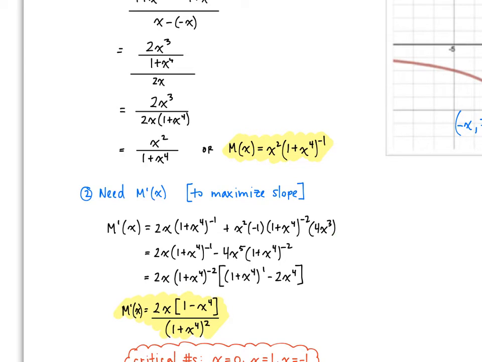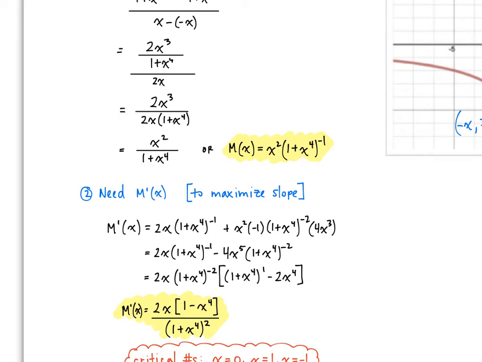And when we clean everything up, at this point, what I'm going to do is factor out this 1 plus x to the fourth to the negative 2. I'm also going to factor out a 2x. And then that means we're going to be left with 1 plus x to the fourth to the first power minus 2x to the fourth. So now I just clean it up. I'm going to move this guy downstairs, and 1 plus x to the fourth minus 2x to the fourth leaves us with 1 minus x to the fourth and then a 2x in the numerator.